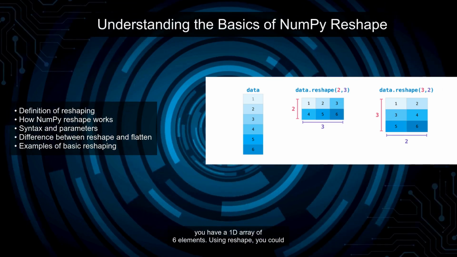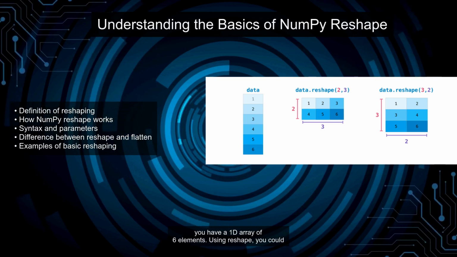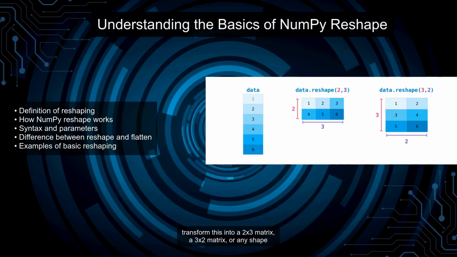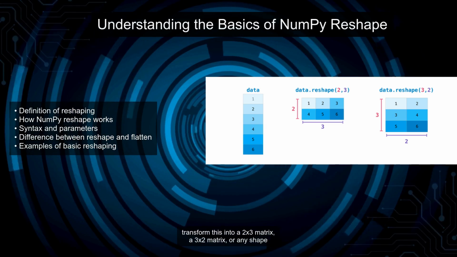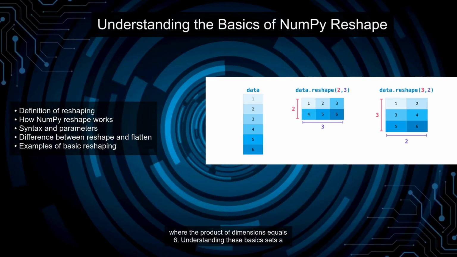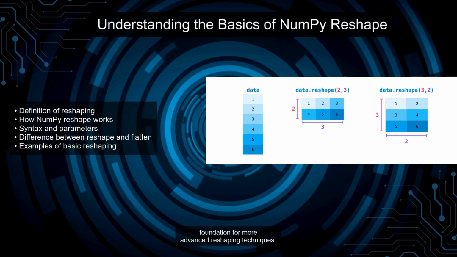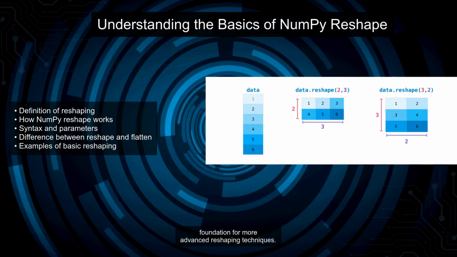Let's look at a simple example. Suppose you have a 1D array of 6 elements. Using reshape, you could transform this into a 2x3 matrix, a 3x2 matrix, or any shape where the product of dimensions equals 6. Understanding these basics sets a foundation for more advanced reshaping techniques.